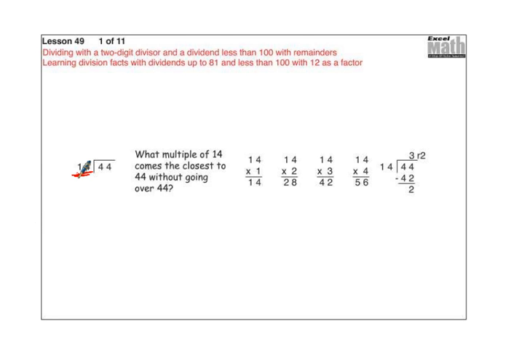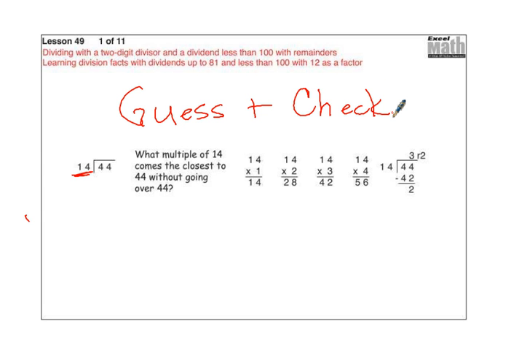Well, what makes these tricky is that you don't have your 14s times tables memorized, probably. And so what you have to do to solve these is just guess and check. So the method that we're going to be doing is called guess and check. You want to try to make a guess that's close, of course, so you don't have to check it too many times. But you're going to guess, how many times does 14 go into 44? Well, let's just say you try 2 at first.